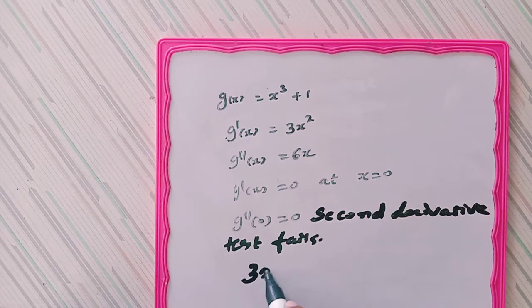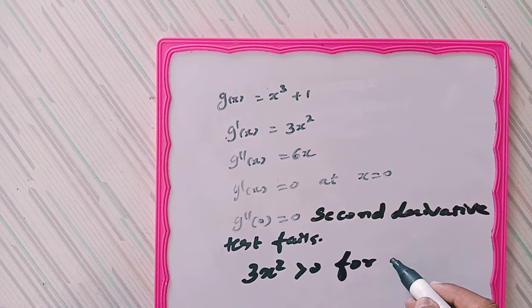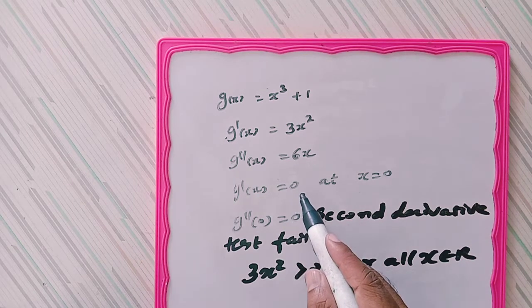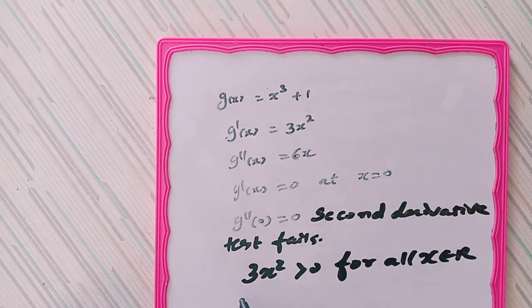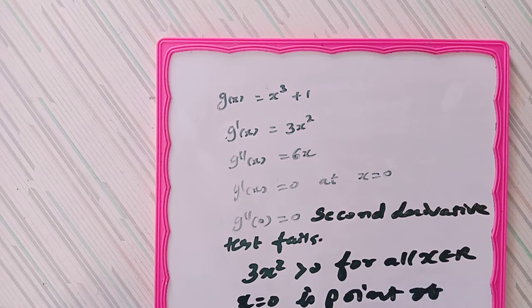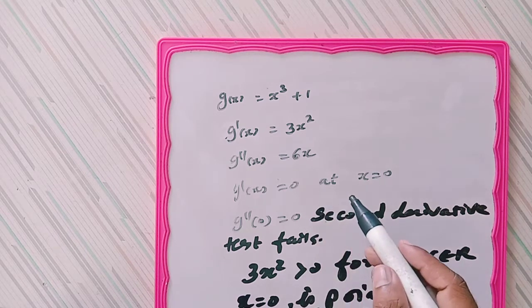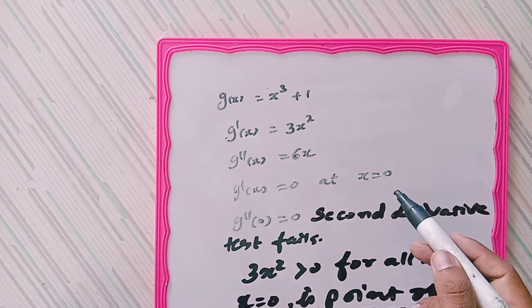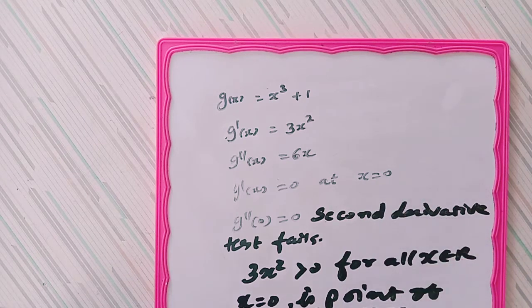So we go through the first derivative test. Then 3x square is greater than 0 for all x belongs to R, and so on 0's left side or right side we check nearby values, it will be positive only, and so x equals 0 is a point of inflection. And so x equals 0 has neither maximum nor minimum value.